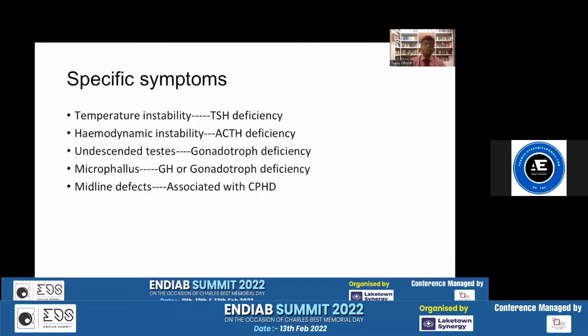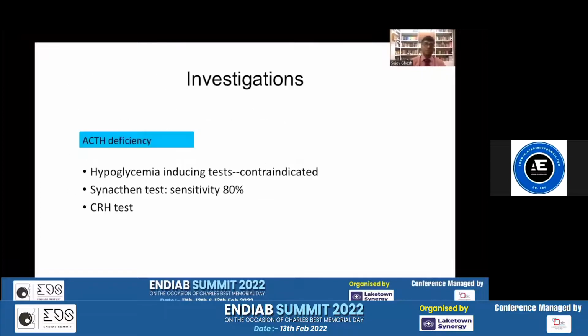In terms of specific symptoms suggesting specific axes that go wrong, temperature instability would be more likely to be associated with TSH deficiency, hemodynamic instability more likely with ACTH deficiency, undescended testes with gonadotroph deficiency, and microphallus with either gonadotroph or GH abnormality. Midline defects are associated with combined pituitary hormone deficiency.